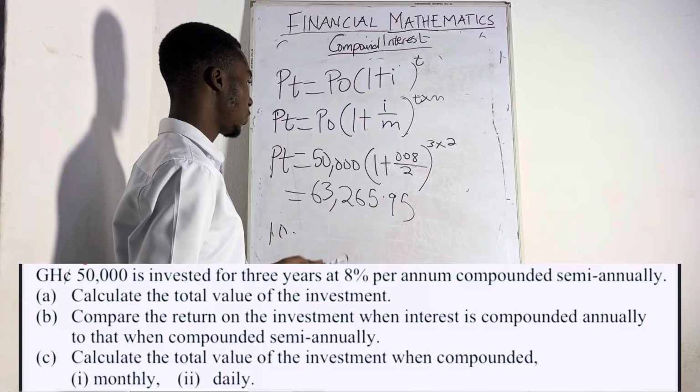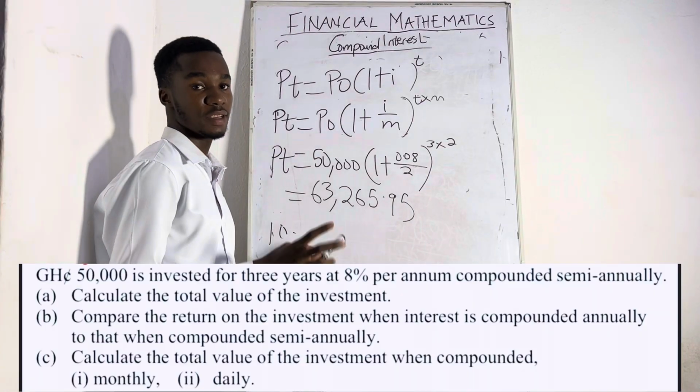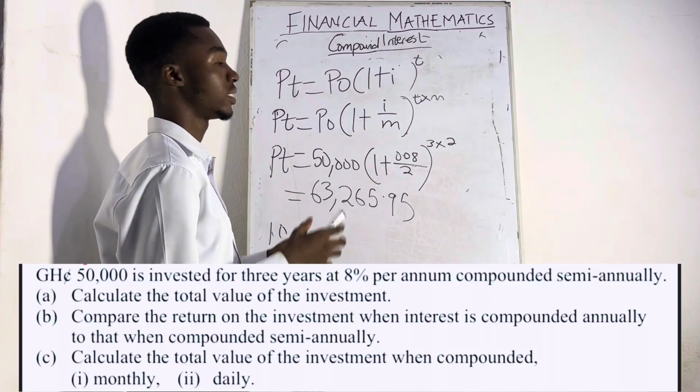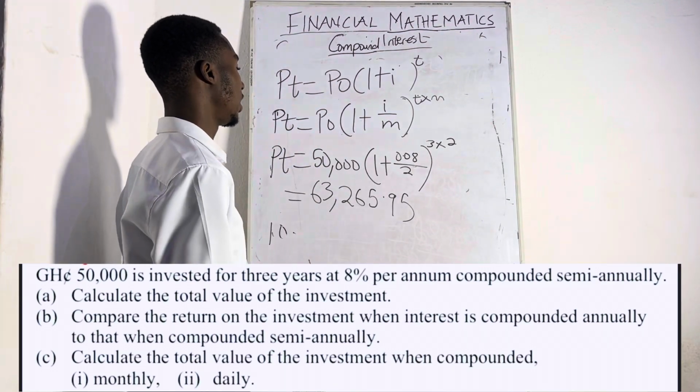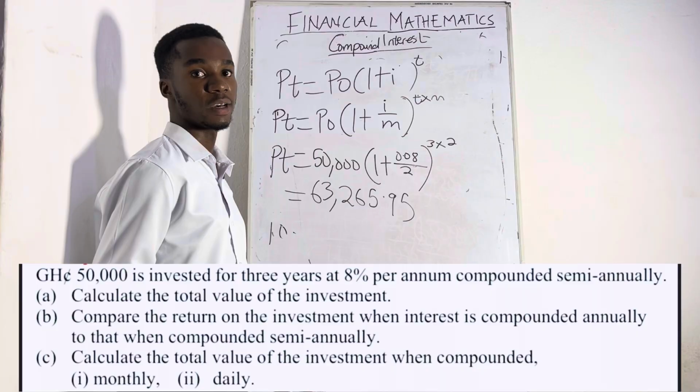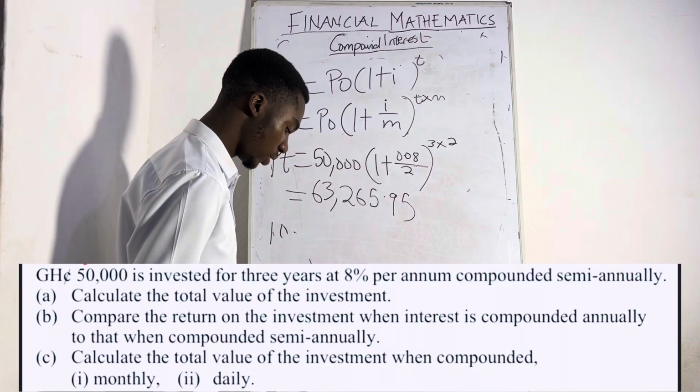So the 50,000 is invested for 3 years. After you've got the interest, and they're compounding semi-annually, or twice in a year, the amount of money you're going to get is 63,265.95. That's what it means. So let's go to the B part of the question.